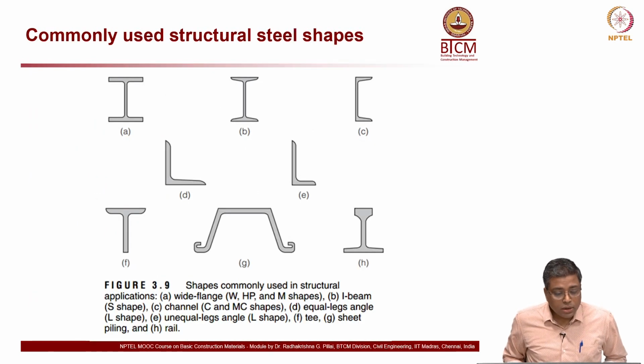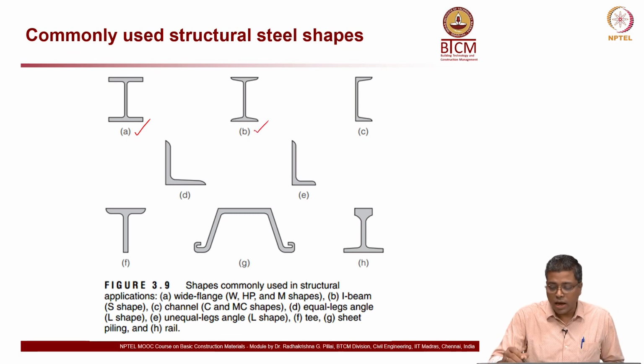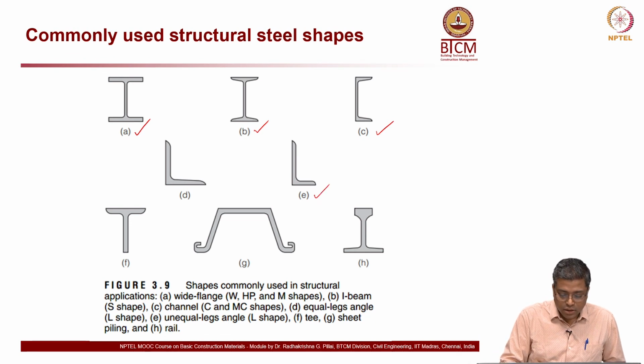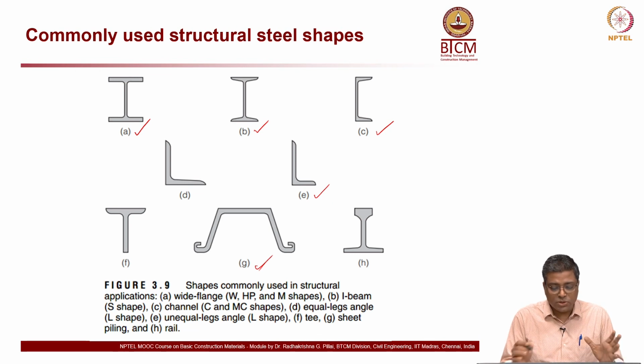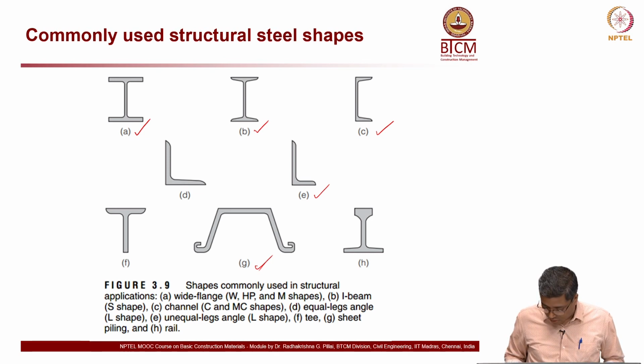Now, these are the different channel or structural steel shapes: I section, and then here also you have what looks like I, and then channel, angle, and then you have sheet piling. Different shapes are there. This is just a quick summary of how different steel sections look like. Again, we will have a detailed lecture on this coming up. So, this is just to give you a flavor of what you can expect in the coming lectures.